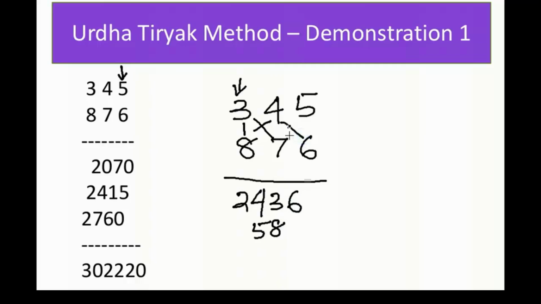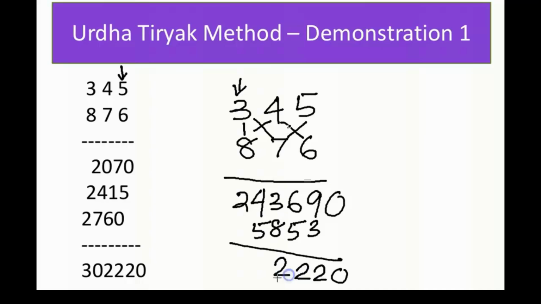The next is we need to do 3 into 6, which is 18, plus 8 into 5, which is 40, plus 18, which is 58, plus 7 into 4, which is 28, so that gives me 86. Next is 4 into 6 and 7 into 5. 4 sixes are 24, 7 fives are 35. So if I add 24 plus 35, that gives me 59.